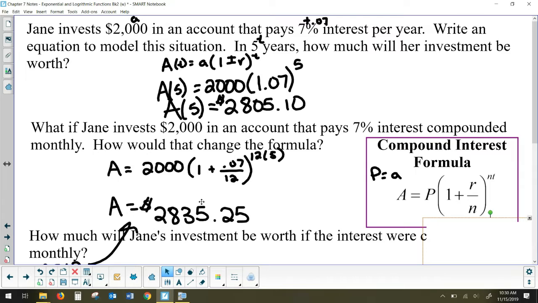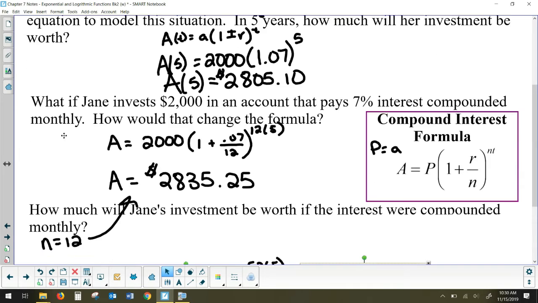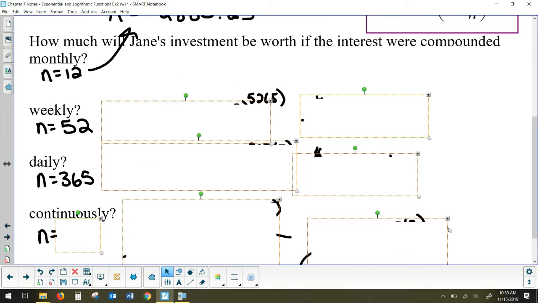And so typing that in your calculator, you end up with 2,835.25. So that's what it'll be monthly. You figure out what it is going to be weekly. 52 weeks in a year, daily, 365 days in a year. You take a minute, you figure that out, what you think it's going to be.